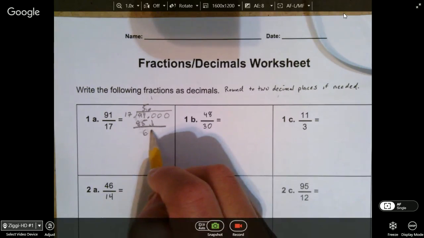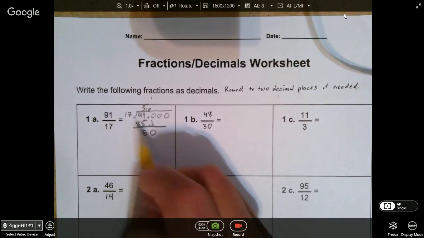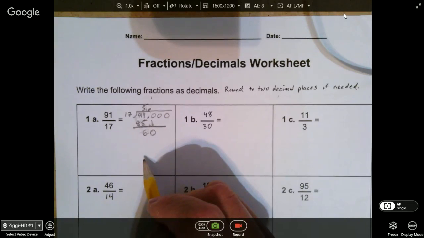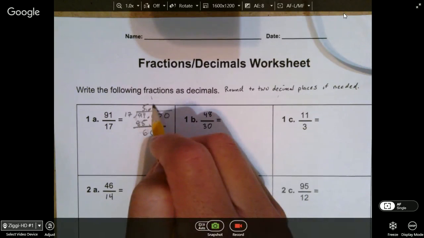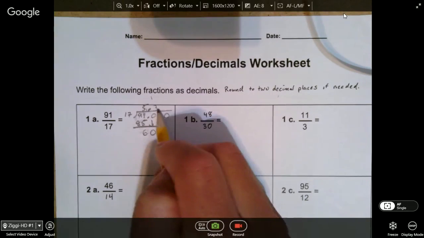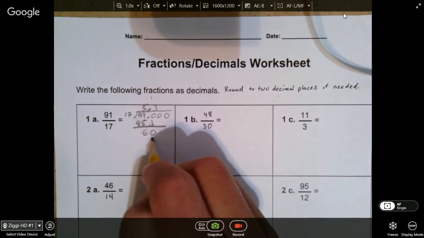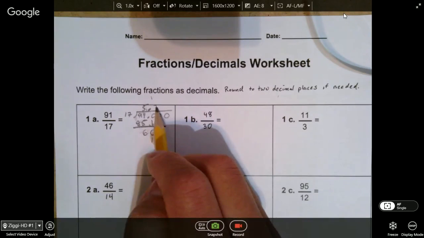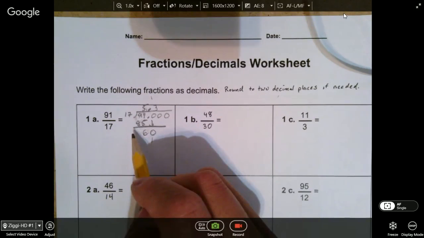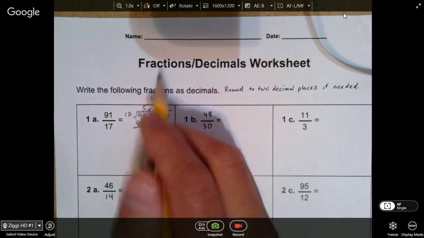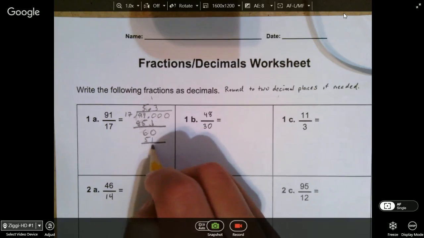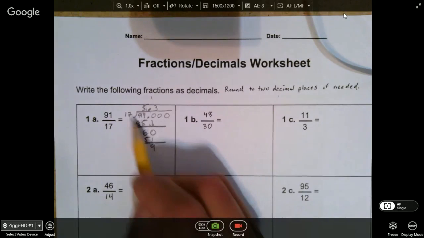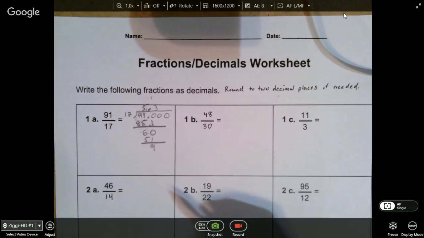Okay, so I'm going to bring down the 0. 17 goes into 60. So that's about 20, goes into 60 about 3 times, right? So 3. 3 times 7 is 21, so I have the 1, carry the 2. 3 times 1 is 3, plus 2 is 5. And 60 minus 51 is 9. 9 is less than that 17, so I'm good.